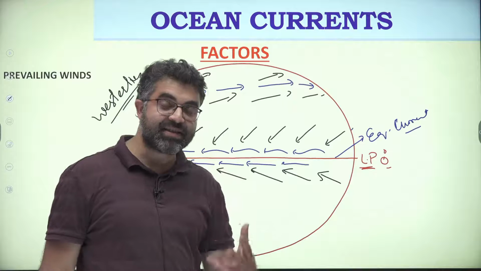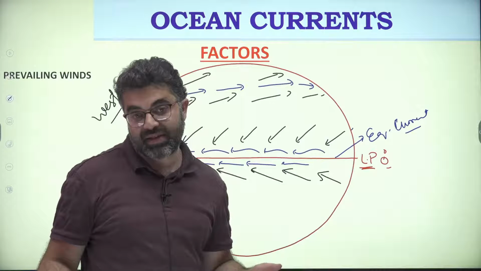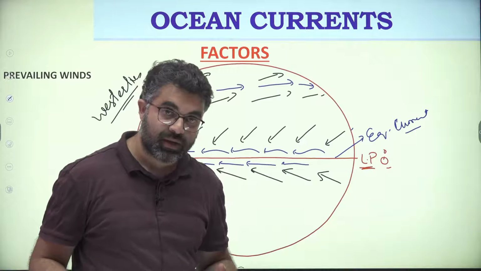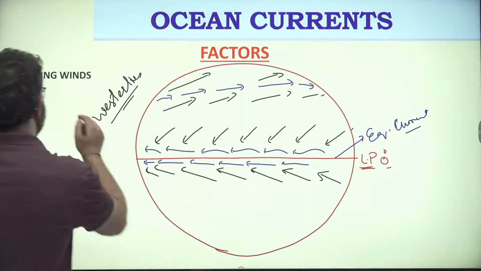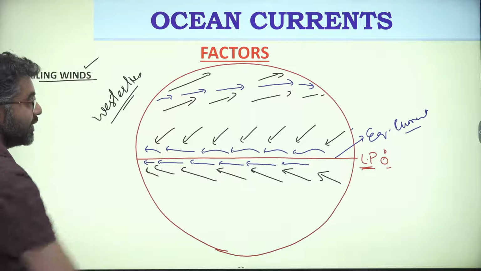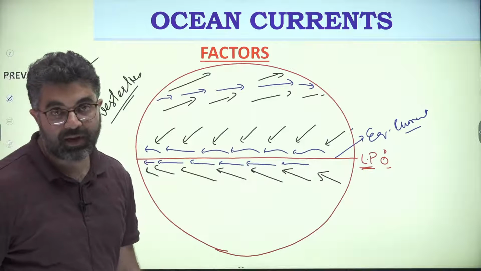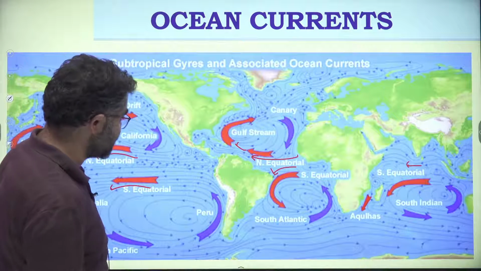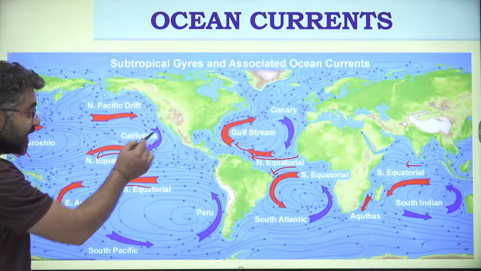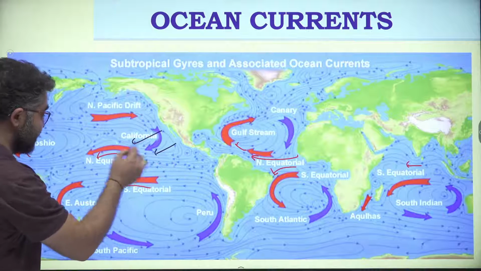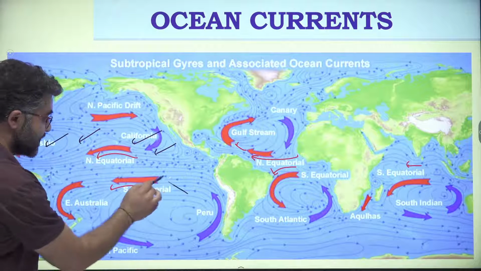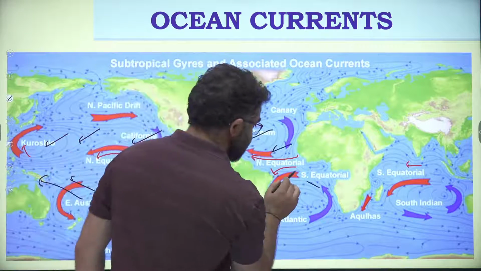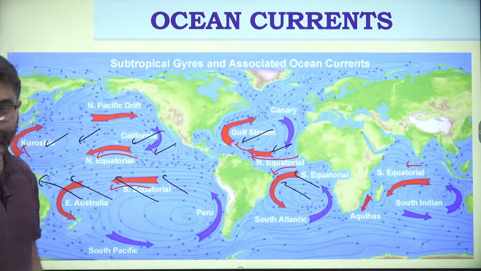Now, these are two examples of ocean currents moving from one direction to another, caused by what factor? Prevailing wind, right? So if you go back to the previous diagram, you can see these currents moving from east to west. Can you understand the reason? These are trade winds, northeast trade winds and southeast trade winds, dragging water from east to west.